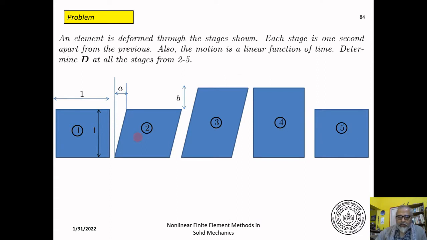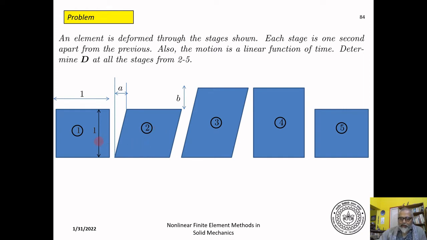So these are configurations of a four-noded element, 1 second apart. So it goes from 1 to 2, 2 to 3, 3 to 4, and all this happens in 5 seconds. And each of these are 1 second apart, and then in this 1 second we assume that the morphing from 1 to 2 takes place in a linear manner.